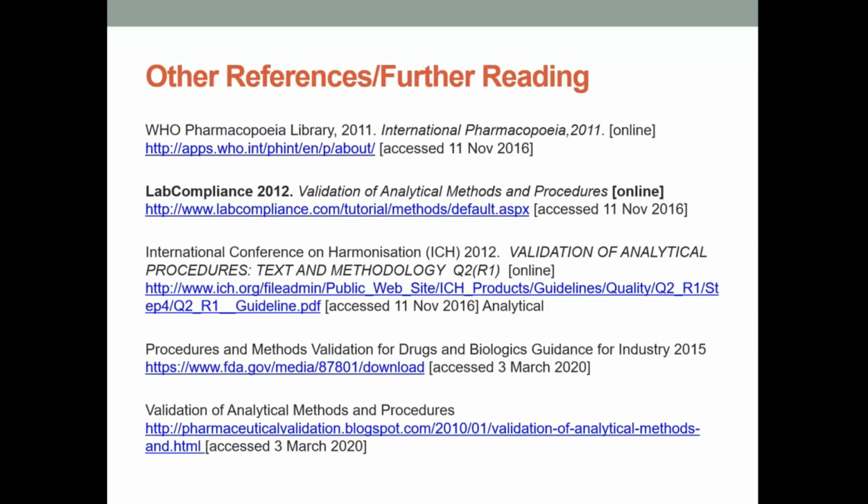So I've got a lot of other references and further reading for you. Some of it is very interesting and gives a lot more detail about analytical method validation. They're all well worth having a read of. Please do make sure that you read the ICH Q2.